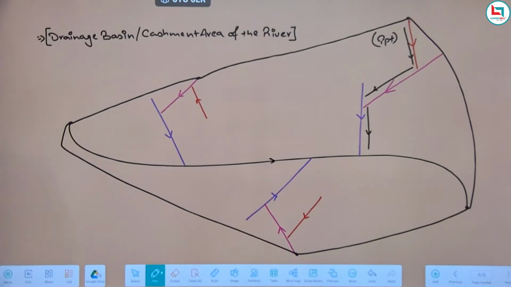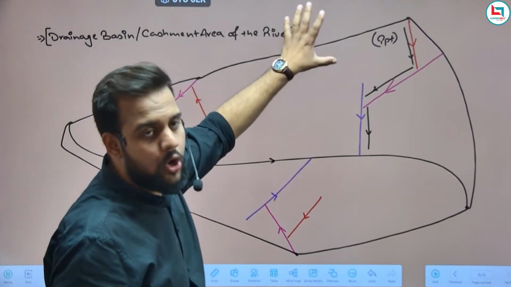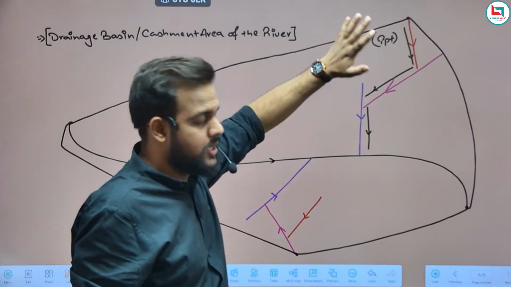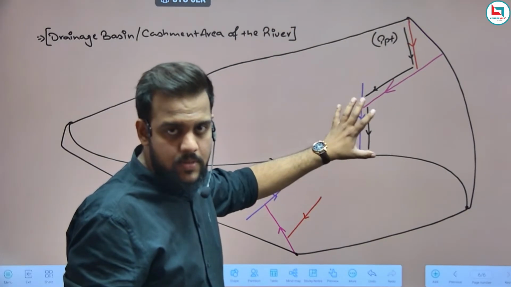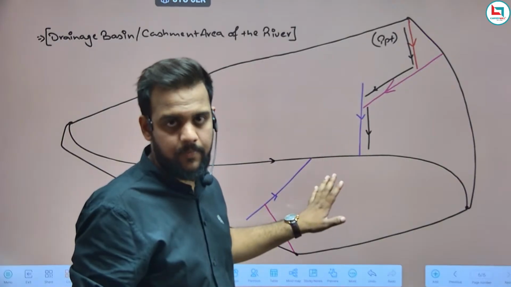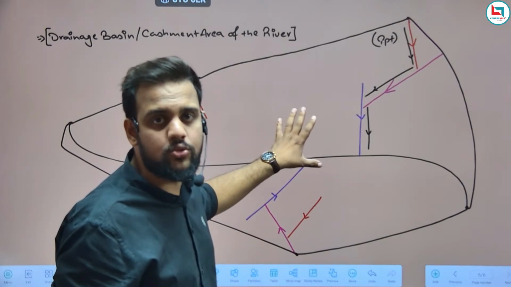Remember, the drainage basin is defined as the total area drained by the river and all of its tributaries. The drainage basin is the area in which, if precipitation occurs, the final runoff is always into the main river. In this region, the source of water is the main river or its tributary, its sub-tributary, or its third order tributary. And if precipitation occurs in this area, the final runoff is always towards the main river.